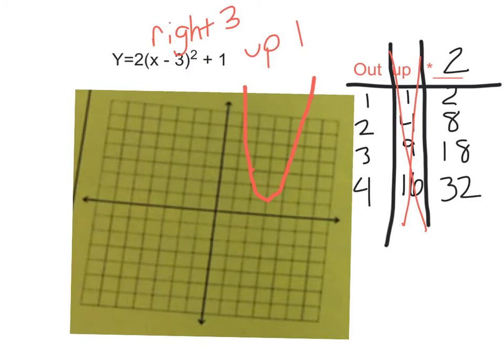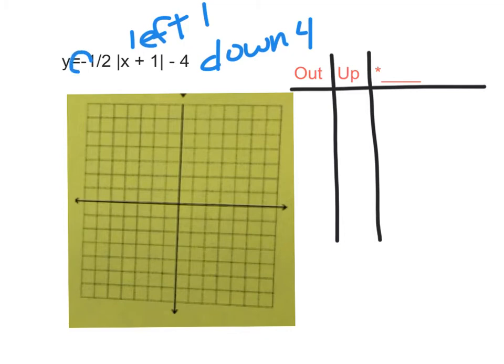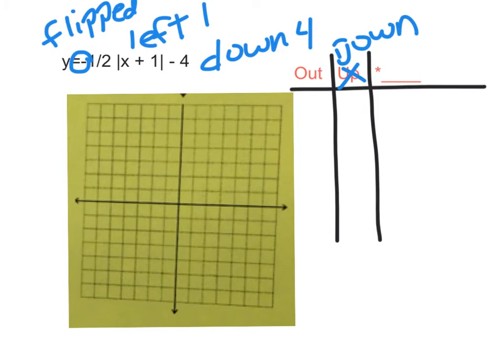So I'm going to try one more here, this particular kind. On this one, we are moving left 1 and down 4. I'm getting that just from where I normally would. We have that little negative sign here, so that means it's flipped. So instead of an up, this should be down. And then I'm going to start 1, 2, 3, 4. I have an absolute value equation, so I'm going to use that absolute value equation chart, 1, 2, 3, 4.